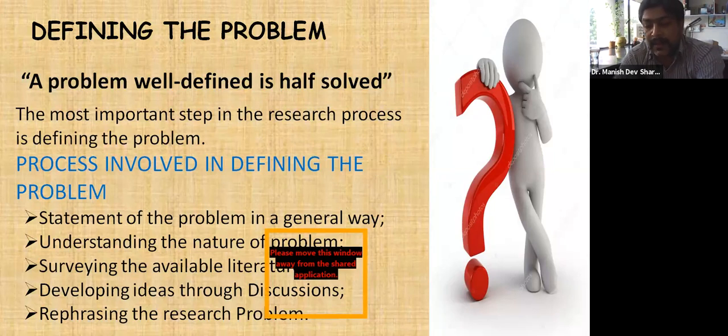Sometimes we are moving in a wrong way. When you have a proper survey of the literature available, you can land at a point that this could be the best way to move ahead instead of moving on a wrong path. Similarly, when you discuss with seniors or colleagues, you may automatically get a confirmed path to move in the right way. So you can say a well-defined problem is basically half solved.